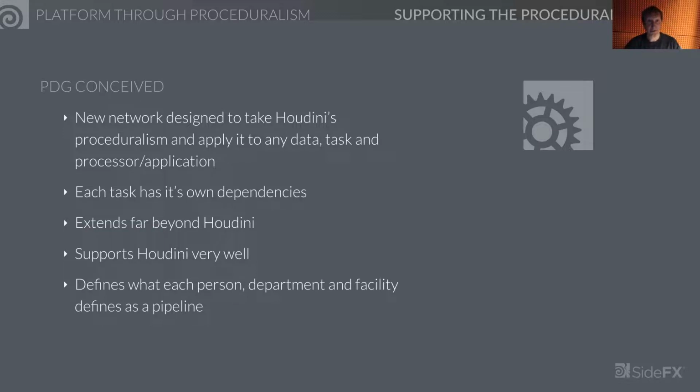So the PDG was conceived, a new network designed to take in Houdini's proceduralism and apply it to any data, task, processor, or application. And each task has its own dependencies. And it extends far beyond Houdini. It was designed with a really simple Python interface to extend the various nodes inside of Houdini easily. And it also supports Houdini very well. It's a first-class citizen when we're dealing with Houdini data types, for instance, digital assets with the HDA Processor TOP, and the ability to read in attributes directly from geometry, and then bring those attributes right inside of the PDG graph and use those attributes to make decisions further on down the line.